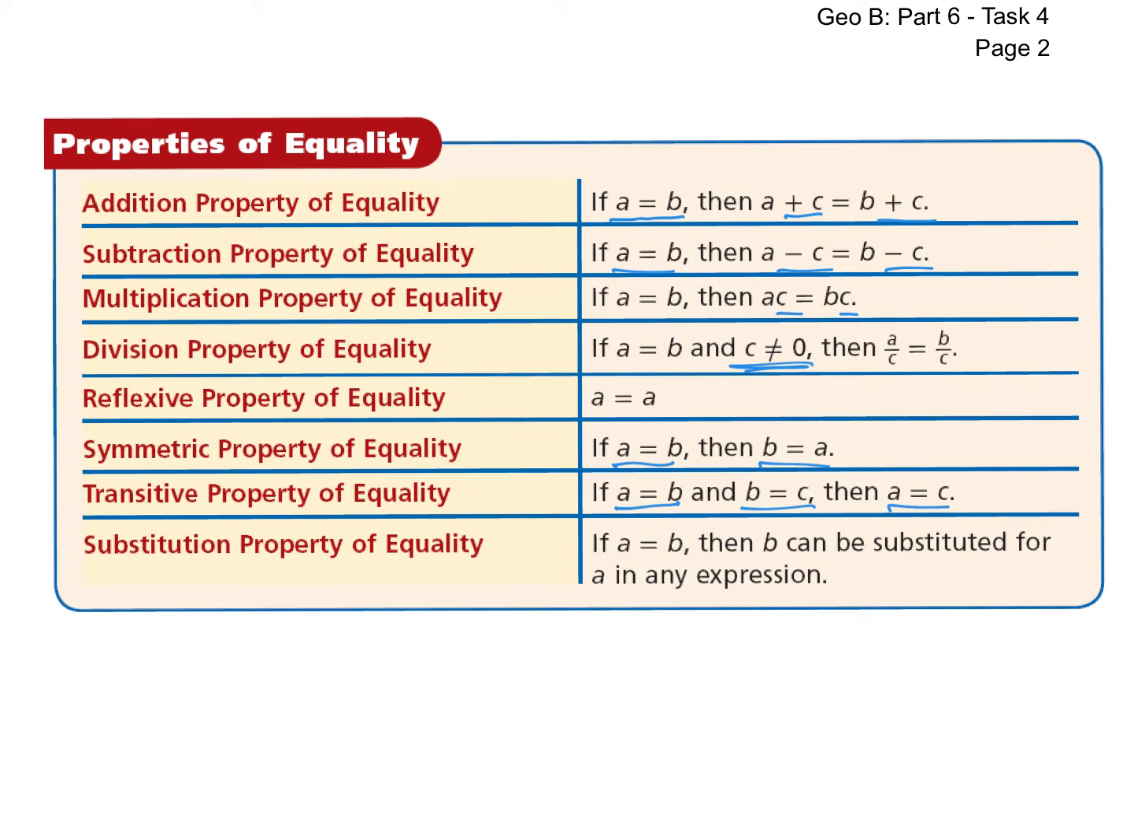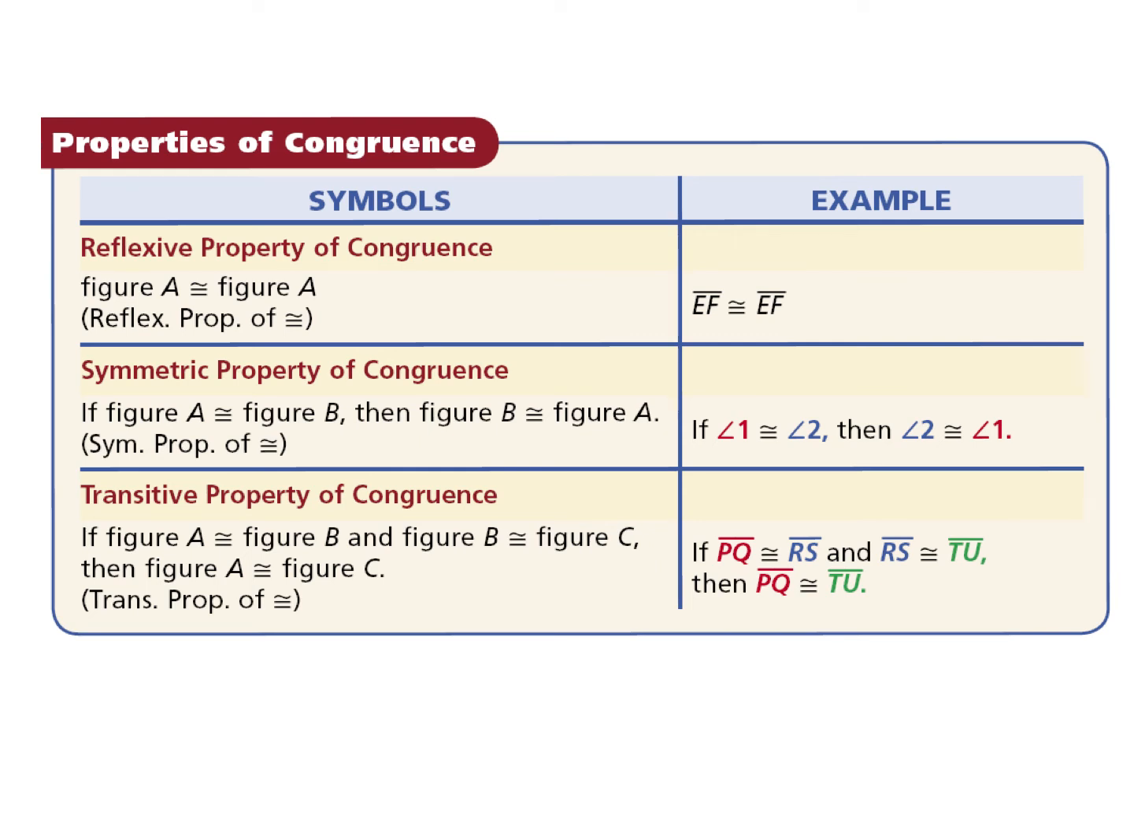Now, very analogous to the properties of equality are properties of congruence. We focus just on 3 of those, and it's the same 3 you saw before, but now we're talking about congruence, which is this fancy symbol there. It's an equal sign with the tilde on top, which just means in geometry that 2 things are not equal, but they're the same shape and size. And so that's where this concept of congruence comes in geometry.